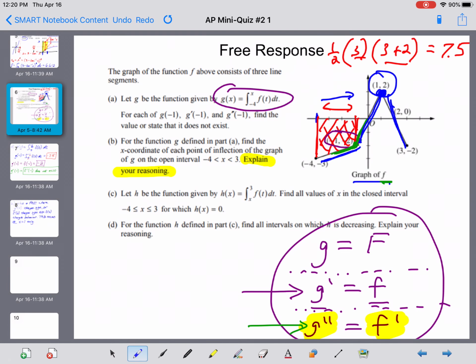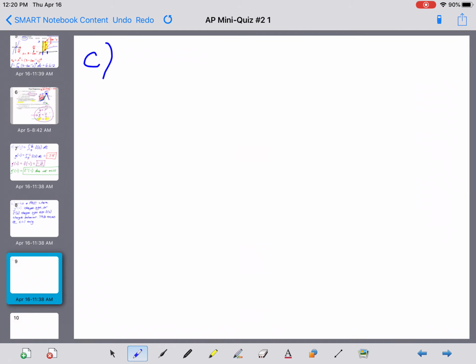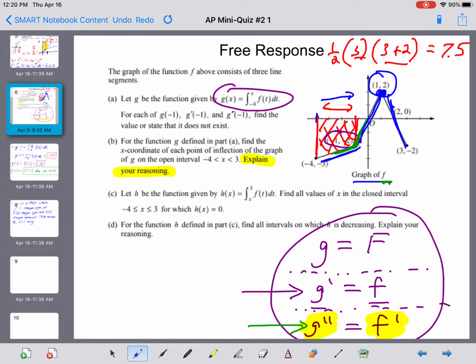Let me go back and read the question again. Find the x-coordinate of each point of inflection. There we go, and explain your reasoning. I think we've got that one. Okay, let's take a look at part C, everybody, and see how we're proceeding here.